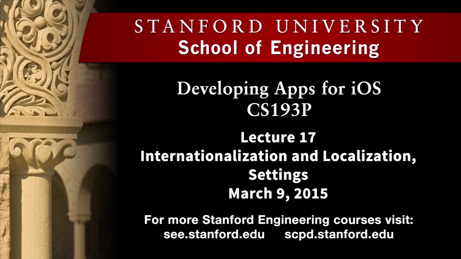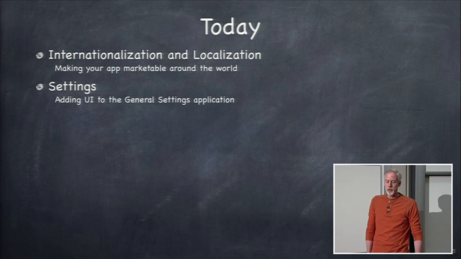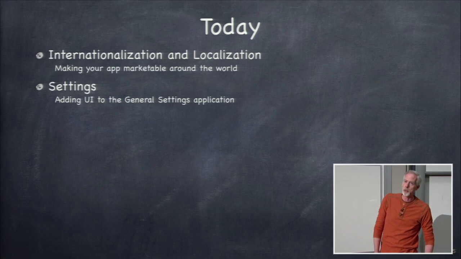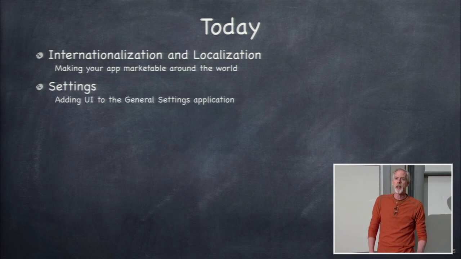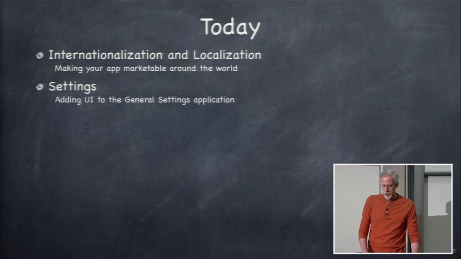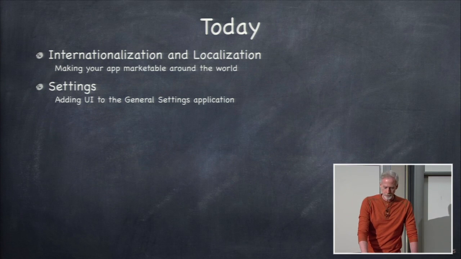Okay, well, welcome to Lecture 17, Stanford CS193P, Winter 2015. Today our topics are internationalization and localization. That's making your application so you can ship it all around the world in different languages. And then also kind of a minor topic, settings, which is a way that you can add a little bit of UI to the general settings application on the phone. And I'm going to have demos for both of these things.